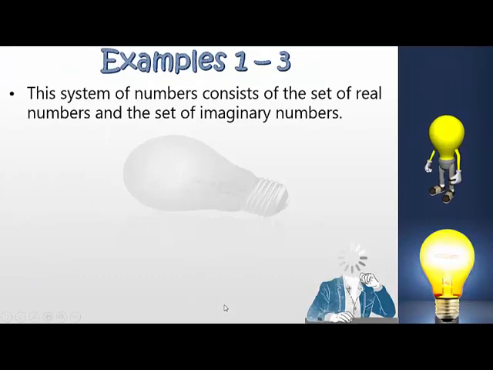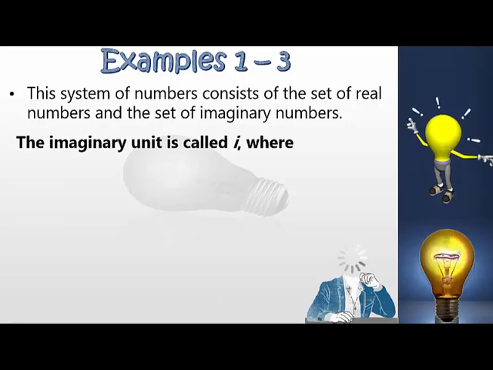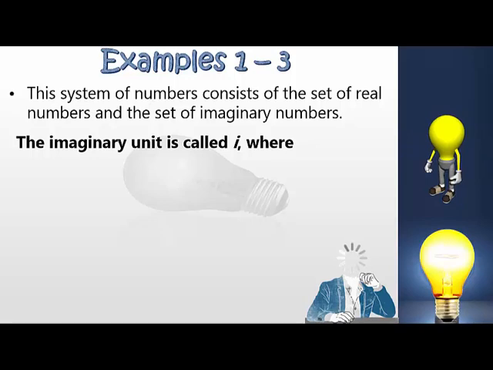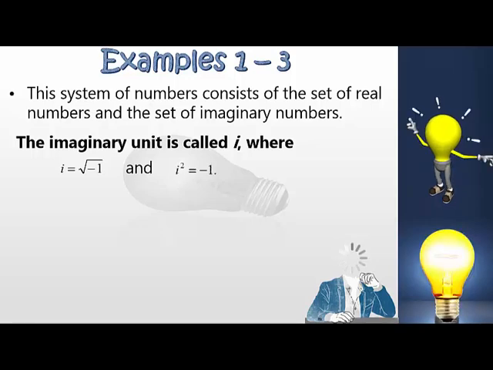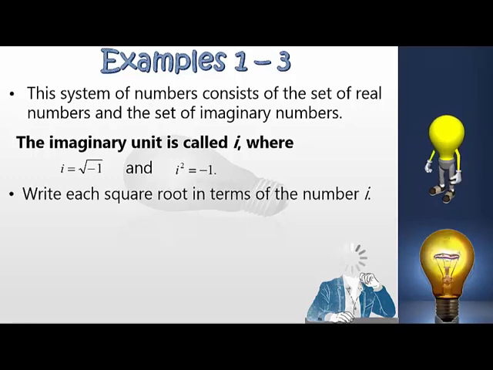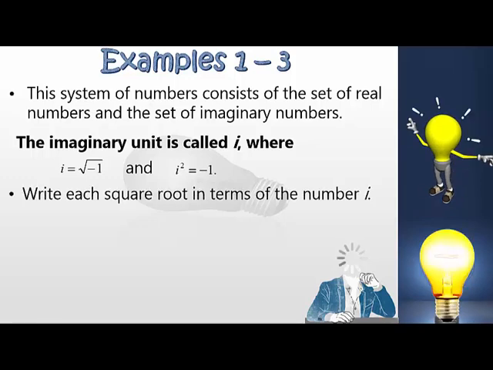So this system of numbers consists of real numbers and the set of imaginary numbers. So remember, the imaginary unit is called i, where i is equal to the square root of -1, and i squared is equal to -1. And we write each square root in terms of the number i.